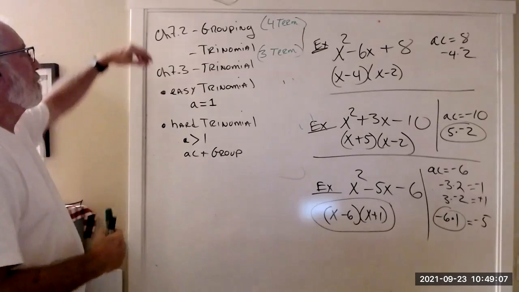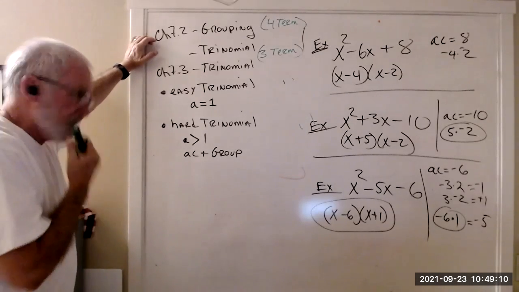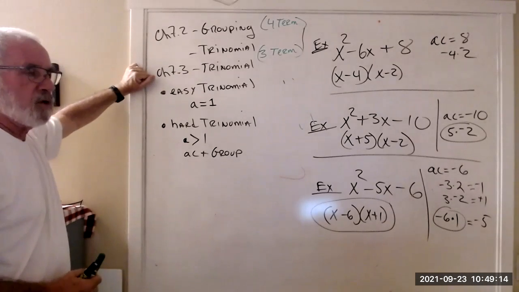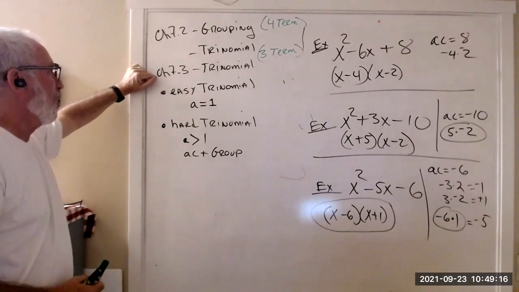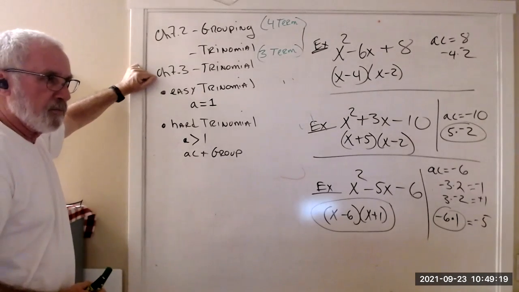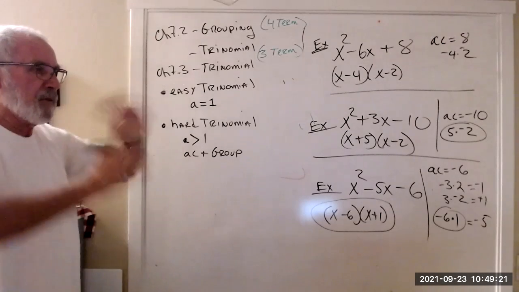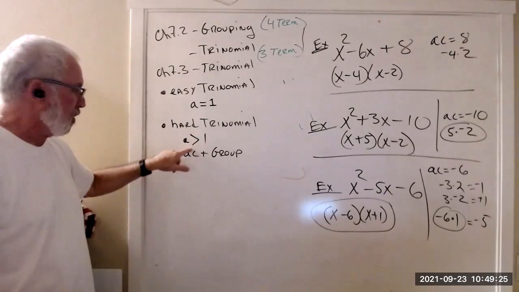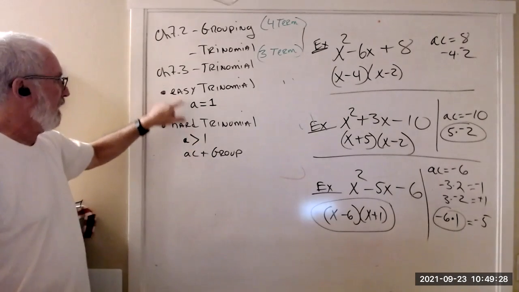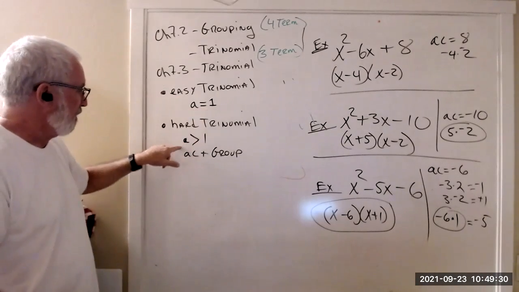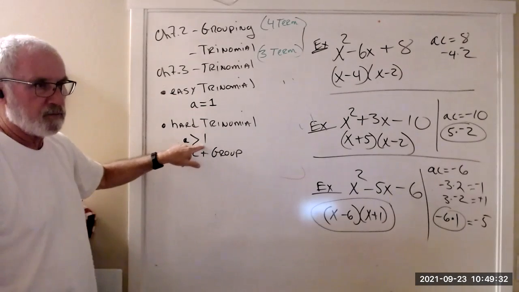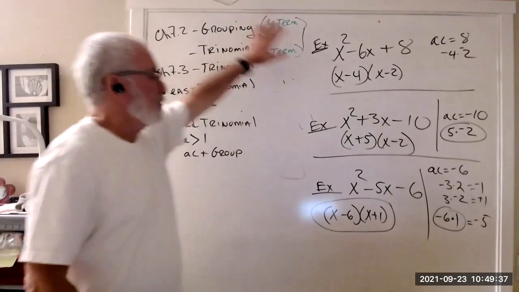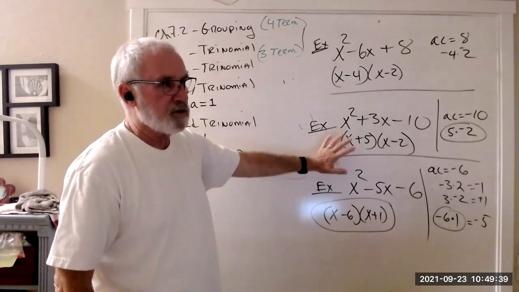So between 7.2 and 7.3, they do a whole bunch of trinomial stuff, but they're mixed up. Some are easy, some are what I call hard. Some have the A value equal to 1, some have the A value greater than 1. I encourage you to see somehow this easy way.